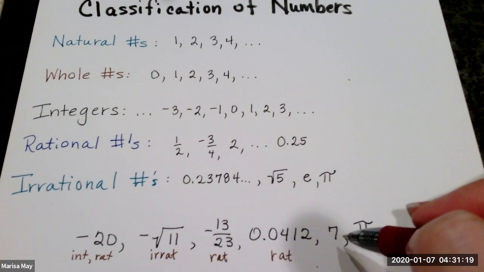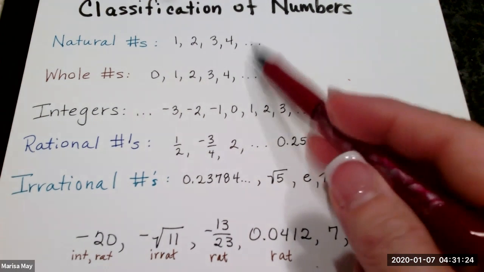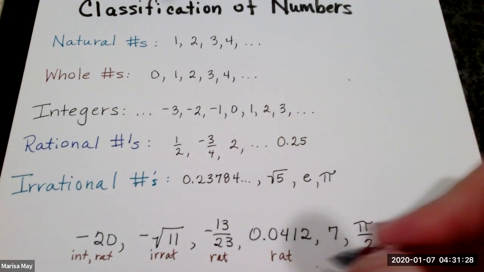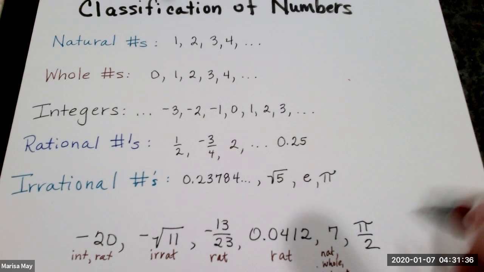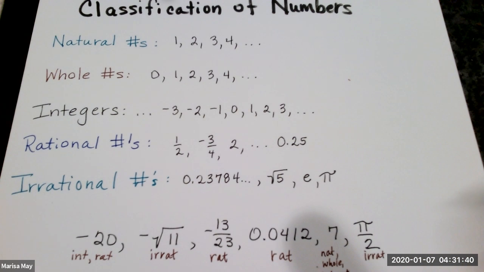7 is a fun one. Where is it going to fit? It's going to fit in all of them except the irrational. So you've got natural, whole, integer, and rational. And then the pi/2, that is just irrational. So I hope that helps you with the classification of numbers.